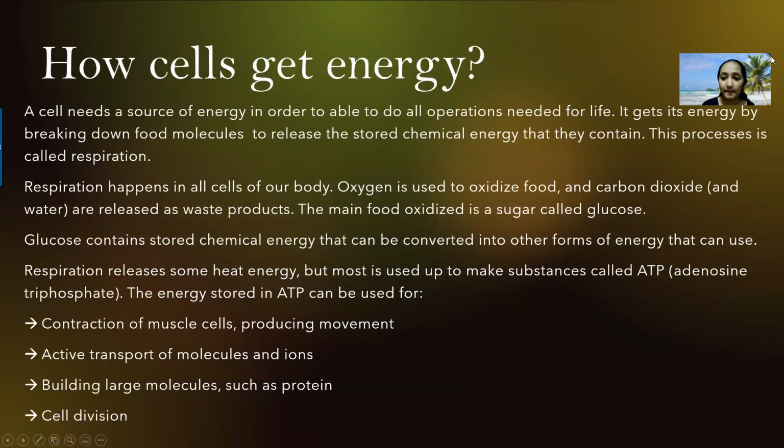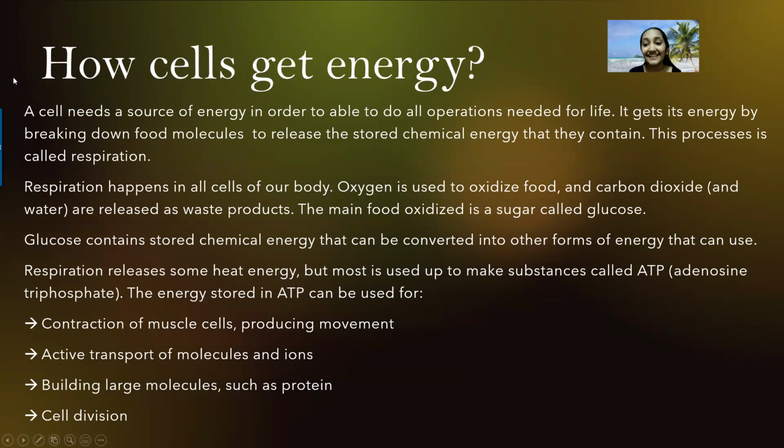Next, how cells get energy. A cell needs a source of energy in order to be able to do all operations needed for life. It gets its energy by breaking down food molecules to release the stored chemical energy that they contain. This process is called respiration.